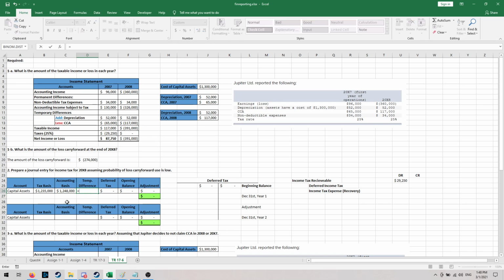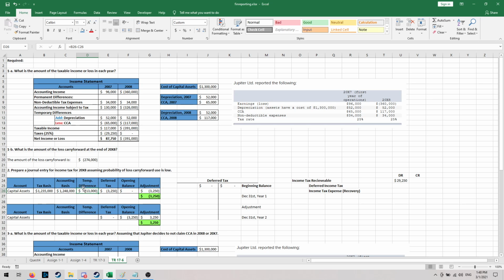And this is going to give us a temporary difference, and we find the temporary difference by subtracting the accounting basis from the tax basis. This is going to give us a temporary difference of $13,000. So the government thinks this asset is worth $13,000 more than we took.